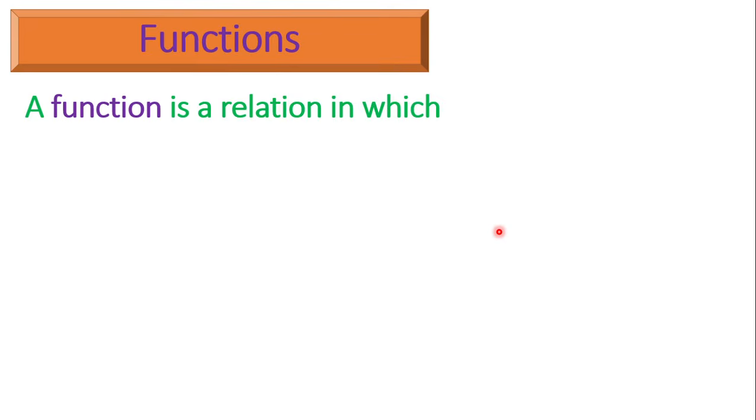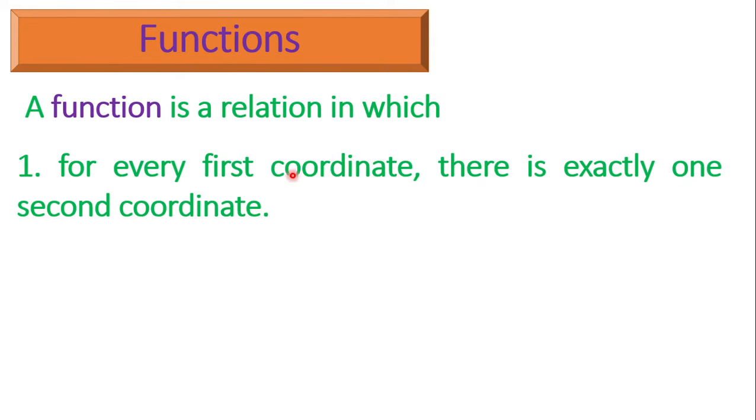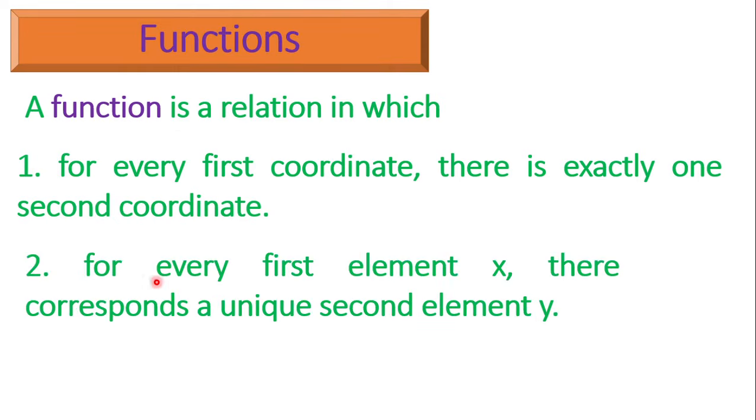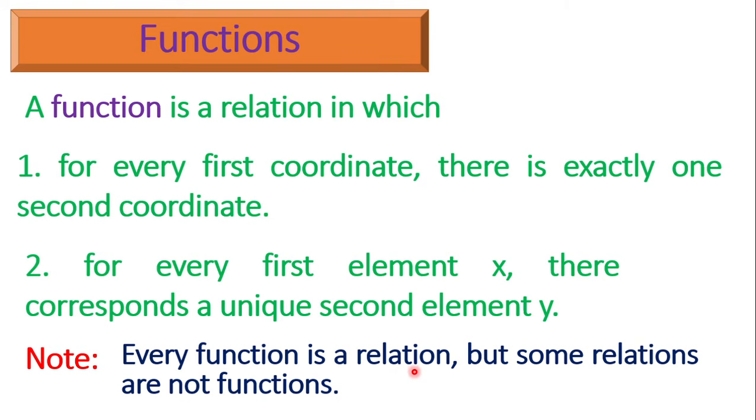Yan. Next, a function is a relation in which, for every first coordinate, there is exactly one second coordinate. Check natin yan, ha? Yan yung mga kondisyon para malaman mo ang isang relation ay isang function. So, pangalawa, for every first element of x, there corresponds a unique second element of y. Note, every function is a relation, but some relations are not functions. Di ba?